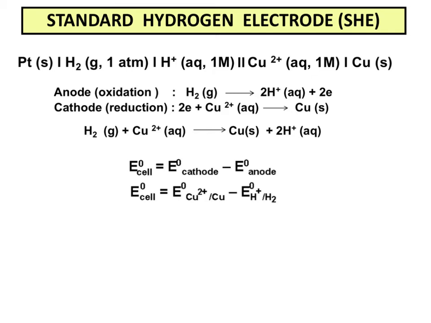From E naught cell equals E naught cathode minus E naught anode, E naught copper is E naught cathode and E naught hydrogen is E naught anode. Substitute E naught cell with 0.34 and E naught hydrogen with 0.00. Standard reduction potential of copper is positive 0.34 volt.